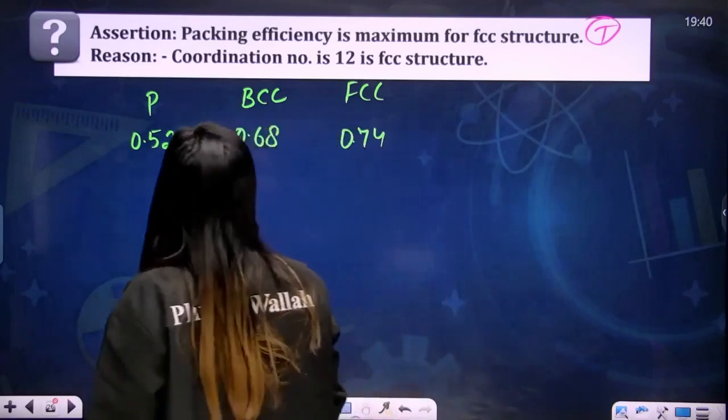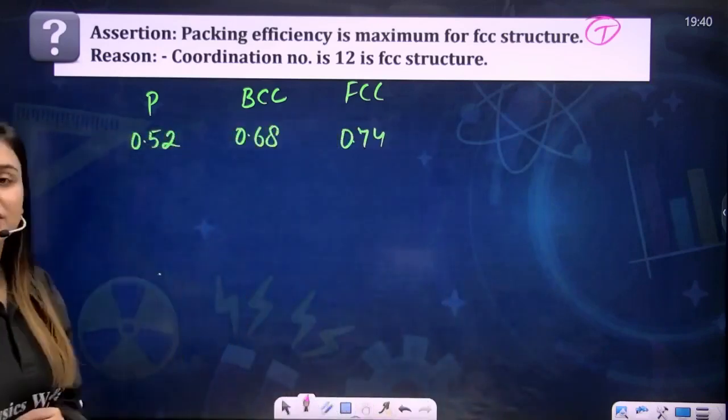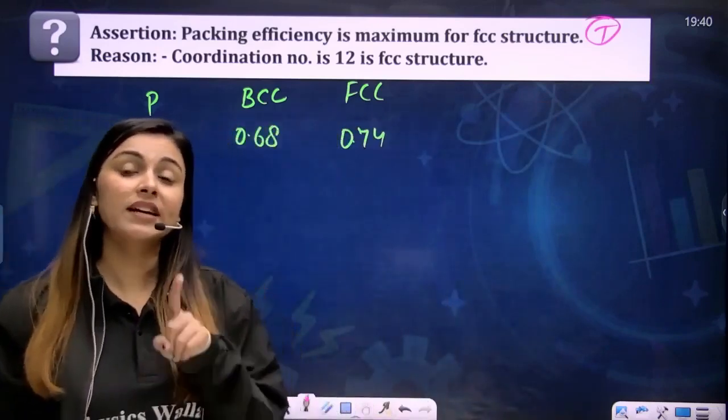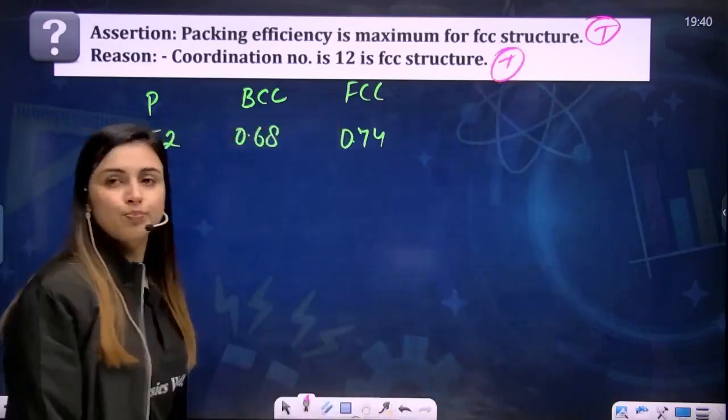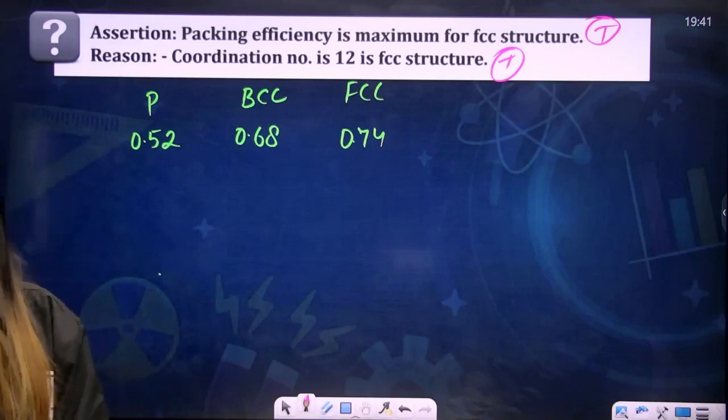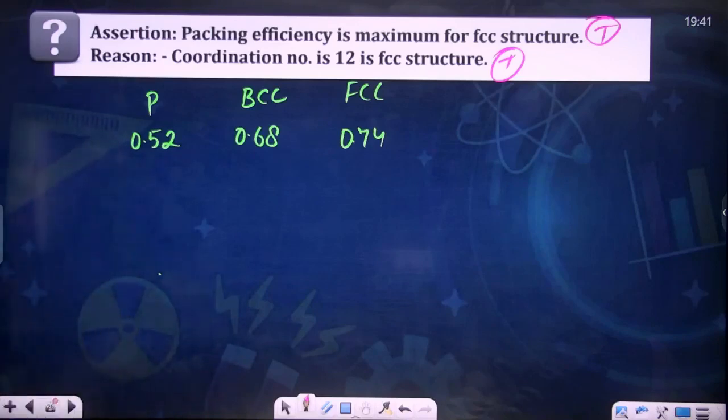The second says that coordination number is 12 in FCC structure. Yes, we did calculate and the coordination number came out to be 12. So this is absolutely true, right? Yes, perfect. I hope you're clear with this. Pause the video, write it down, and then we'll move forward.